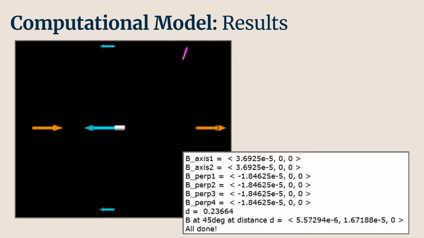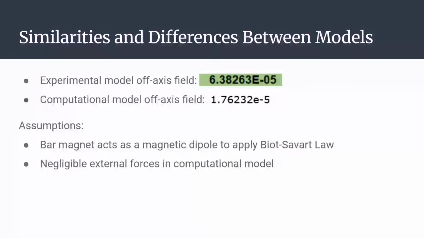So here are the results. The predicted magnetic field 45 degrees from the x-axis at distance d was found to be 5.57 e negative 6 for the x component and 1.67 e negative 5 in the y component. So some of the similarities and differences between the two models: the magnitude of the off-axis field in the experimental model was found to be 6.38 e negative 5, and for the computational model, it was found to be 1.76 e negative 5.